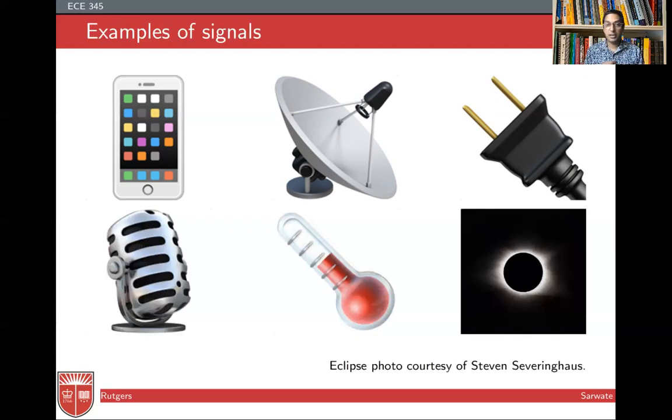Finally, photos are 2D signals, right? They're measurements of optical intensity on the sensor in the camera. So it's measured over space this time, both X and Y space, and we're receiving this intensity. And this is a picture of the eclipse from a few years ago that my friend Steve took.